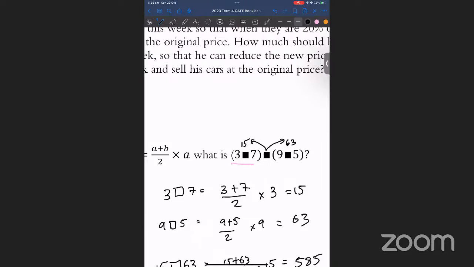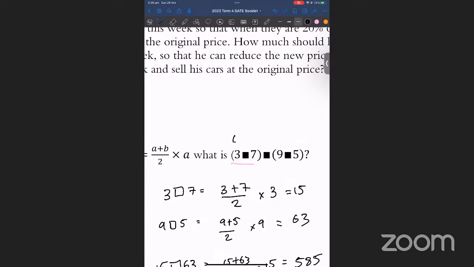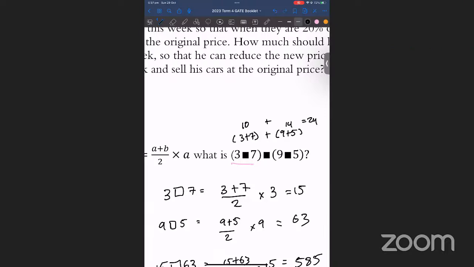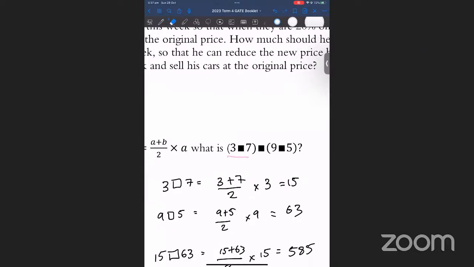Do you understand? Okay. So now another way to visualize it, Deepinder, is imagine if we have 3 plus 7 plus 9 plus 5. 3 plus 7 is 10. 9 plus 5 is 14. And then we still have to do 10 plus 14, which is 24. You understand? Yes. All right, good man.